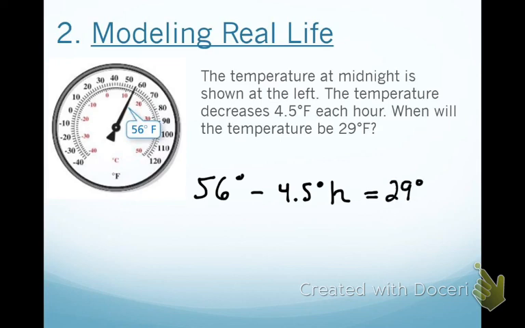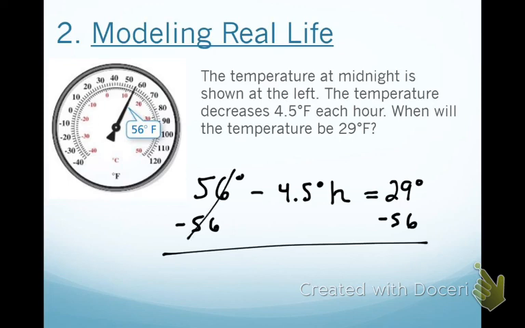So now we're going to work it just like normal. Our whole goal is to get this variable right here by itself. So the first thing we're going to do is go ahead and get rid of this 56 over here by subtracting 56 from both sides. When you do that, this cancels out. The negative 4.5 degrees per hour drops down. And then we've got to subtract this, put the bigger number on top, and subtract the smaller number. When you do that, you get negative 27.